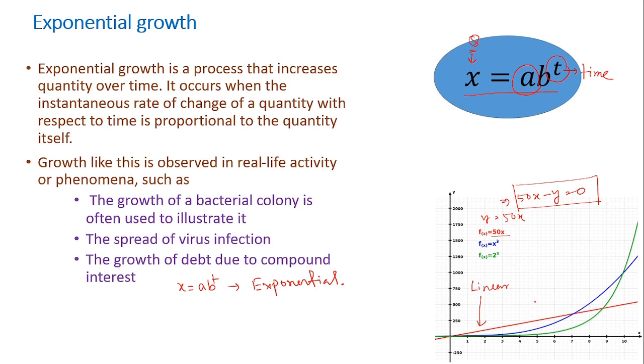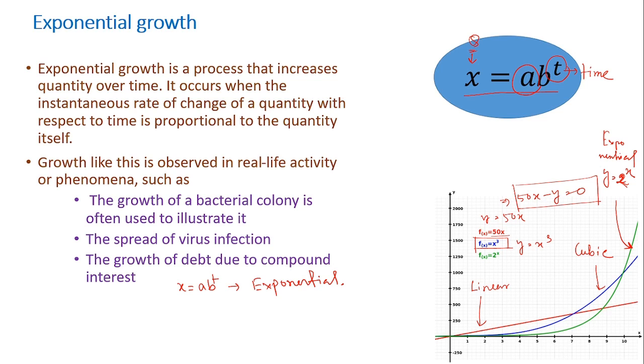Next, the blue line represents cubic growth, because here y equals x cubed. So this explains cubic growth. But the green line explains exponential growth, because here y equals 2 to the power x, and x is in the exponent of 2. That's why it's called exponential growth.